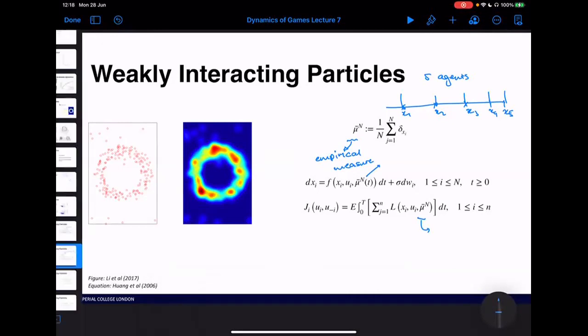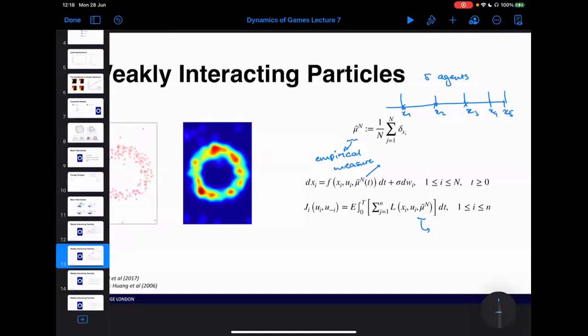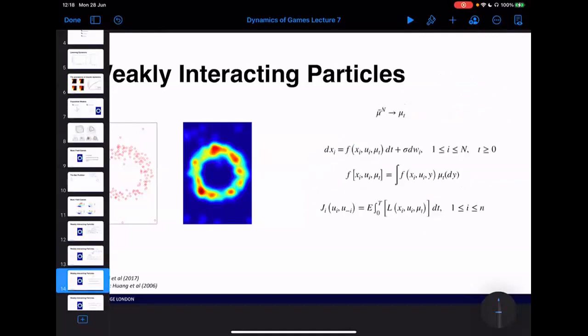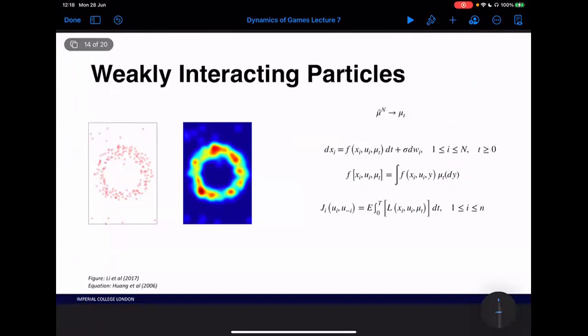So instead, what I'm going to do, and this is the whole thesis of the mean field game, is I'm going to take the limit as n goes to infinity, right? And what I'm going to hope, or what I'm going to assume, is that my empirical measure is going to converge, in the limit as n goes to infinity, to some fixed distribution, right? Some fixed probability measure mu.